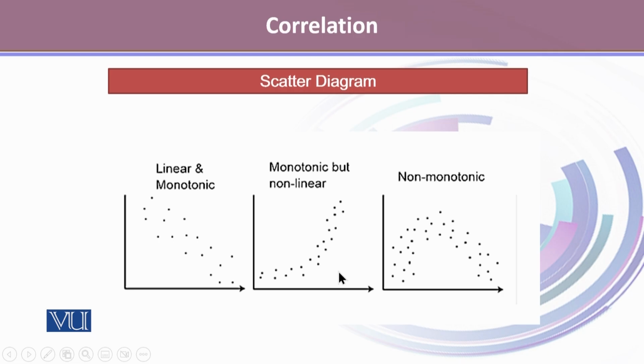But if the scatter plot looks like this, it is monotonic but non-linear. And this is non-monotonic and non-linear at the same time.